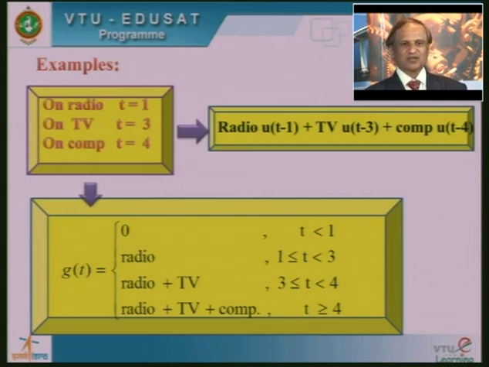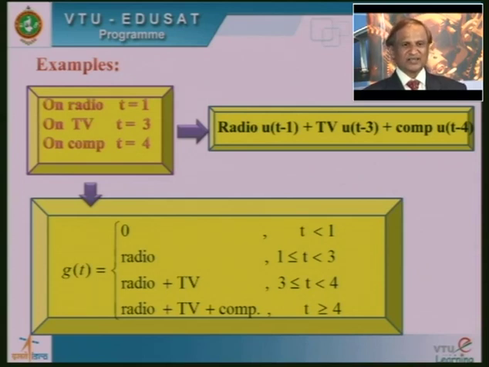So what we are observing in the black color statement: radio into u of t minus 1. It is understood that radio will be on at time t is equal to 1, plus television or TV into u of t minus 3, meaning at 3 o'clock television will be on, plus computer into u of t minus 4, at 4 o'clock computer will be on. How are we going to represent this in the form of a function?